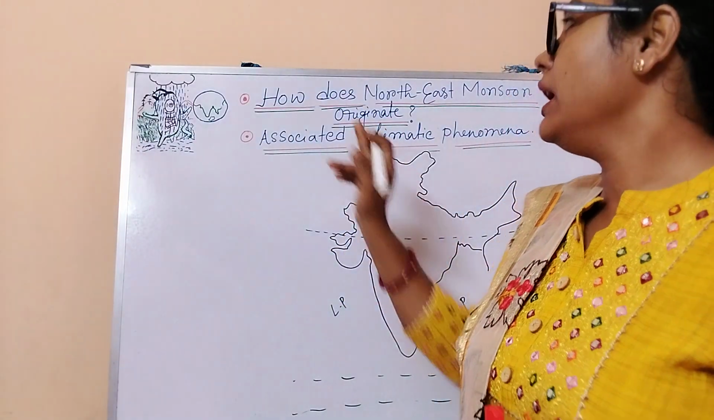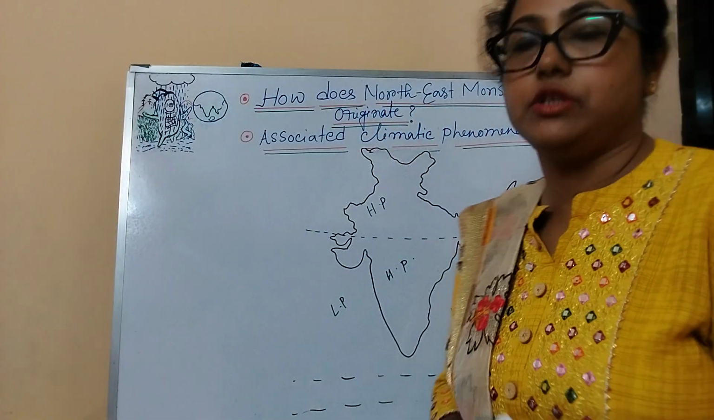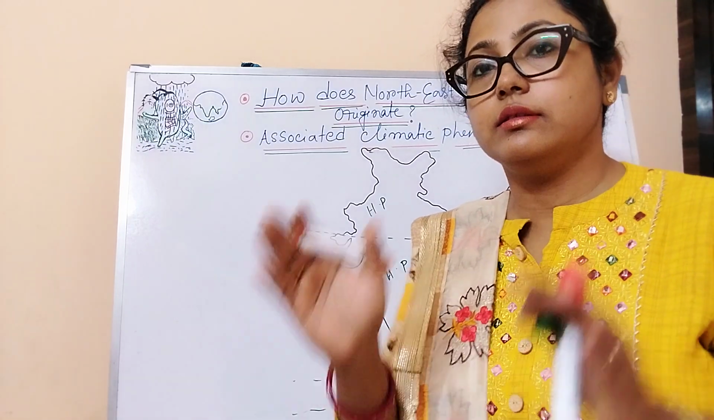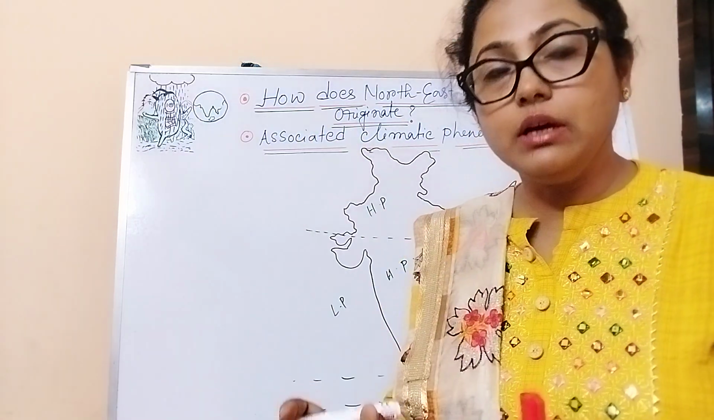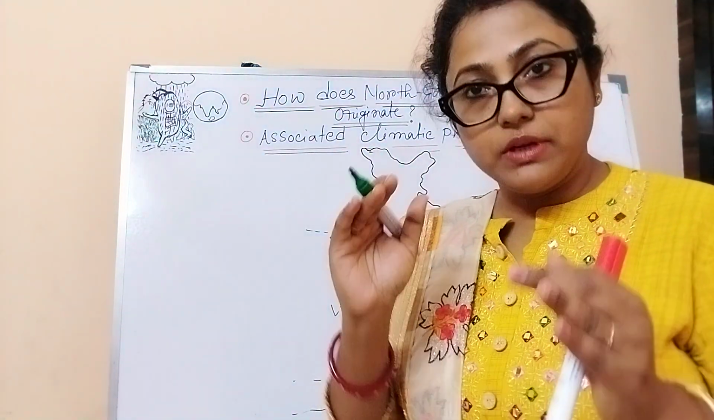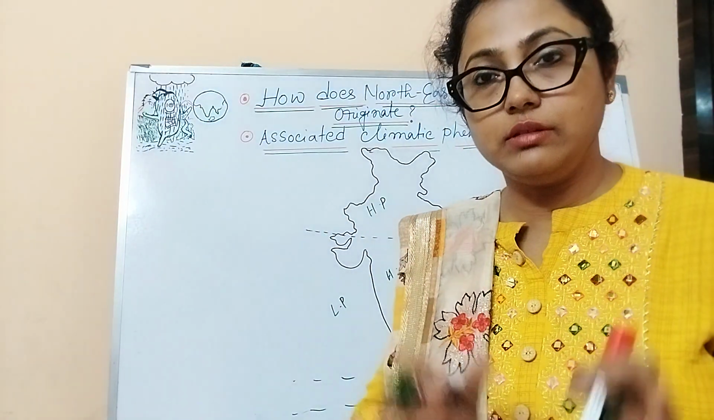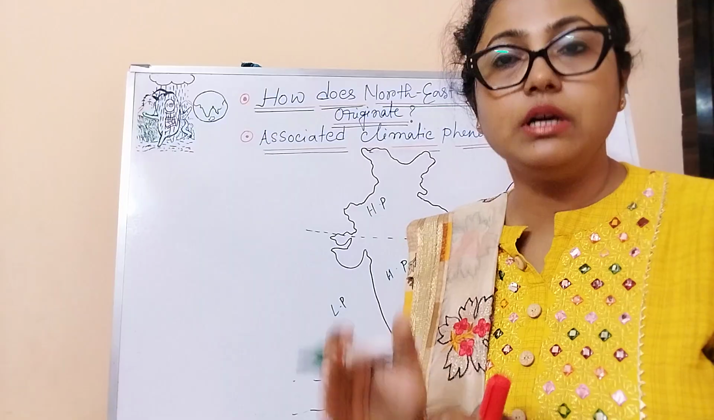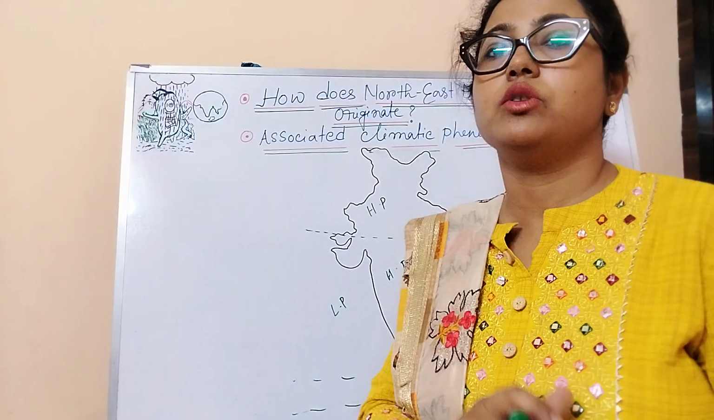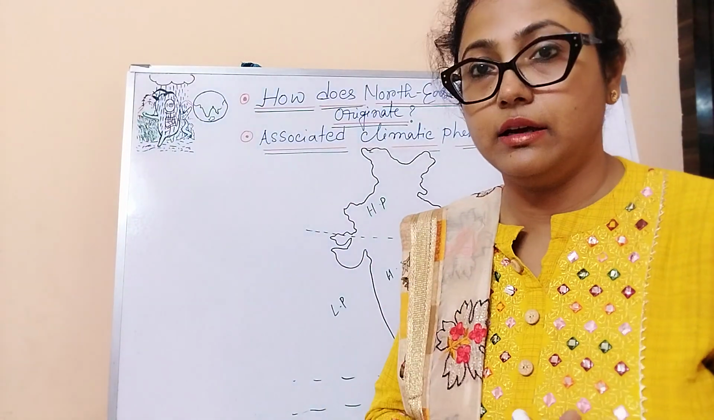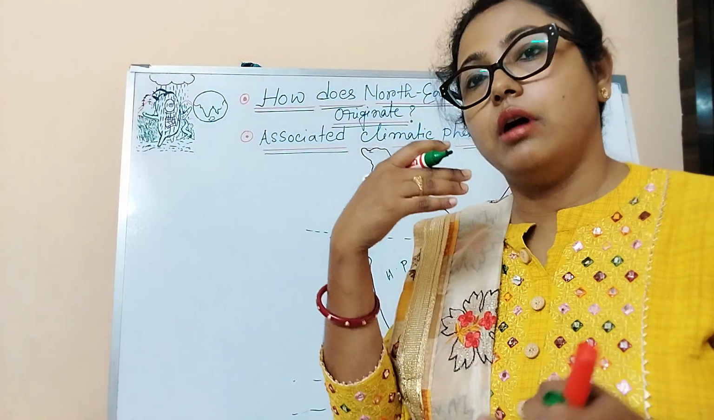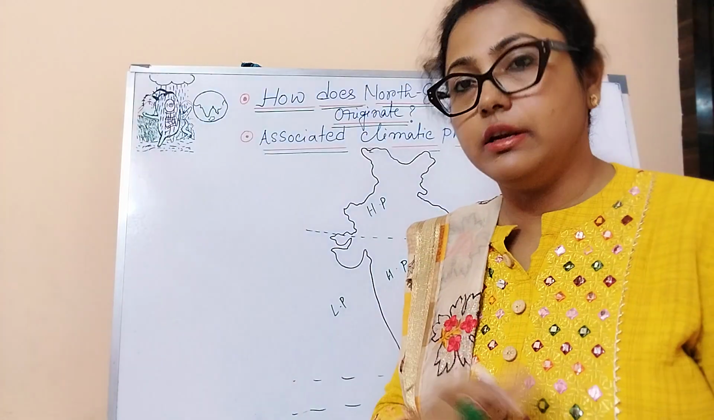Now today we will learn how the northeast monsoon originates. The northeast monsoon originates during December, and it prevails over India up to mid-February. As we know, the extension of the winter season is December, January and February. So during this time, the northeast monsoon is prevailing over India. Now, where this northeast monsoon originates from and why it originates, we will learn that.